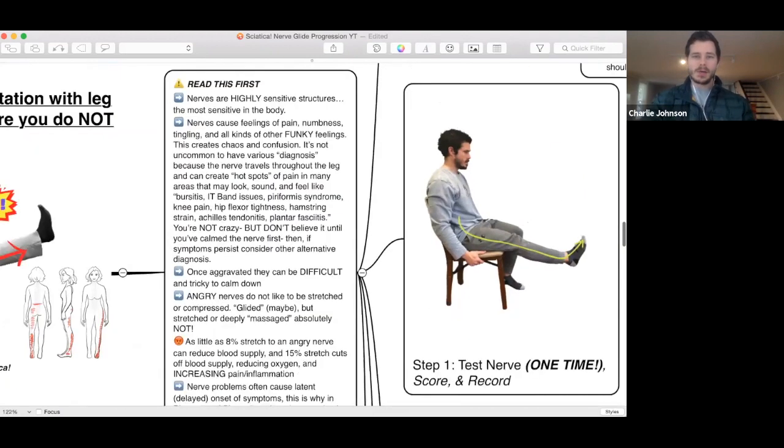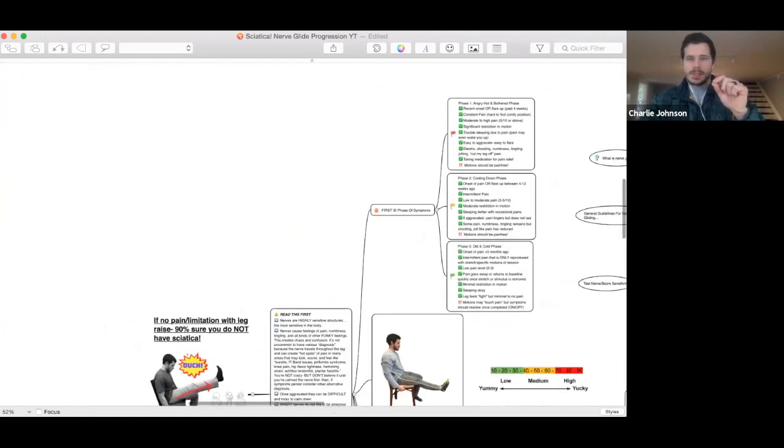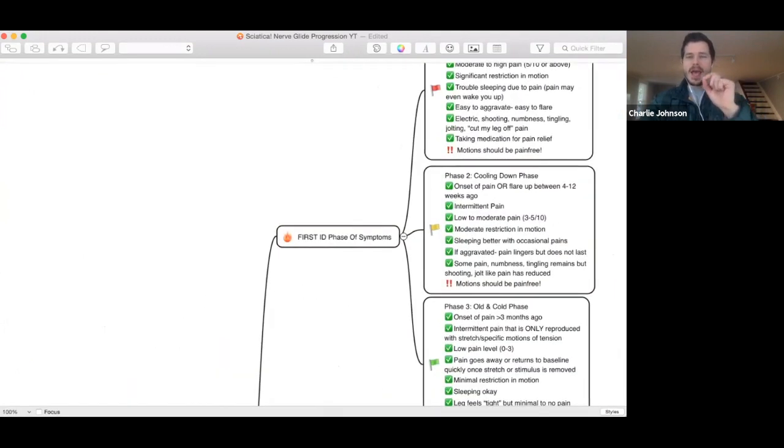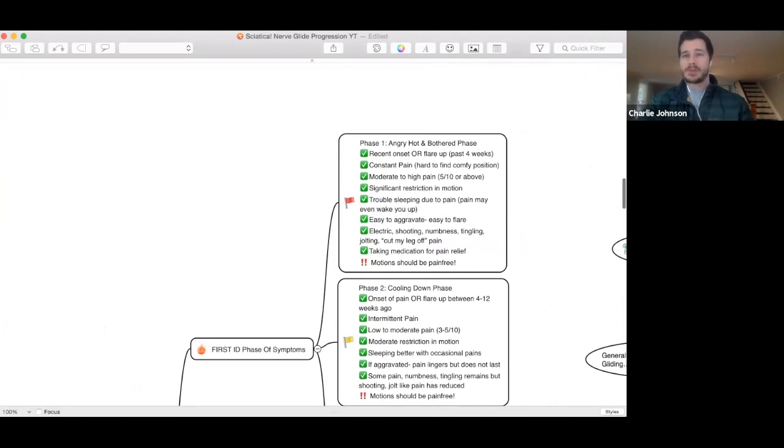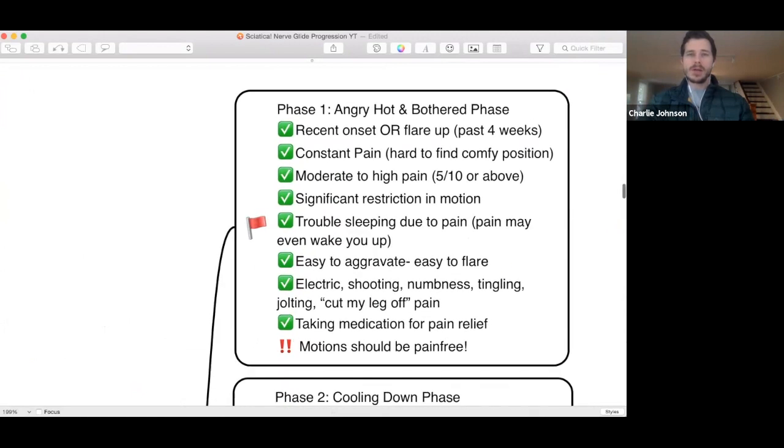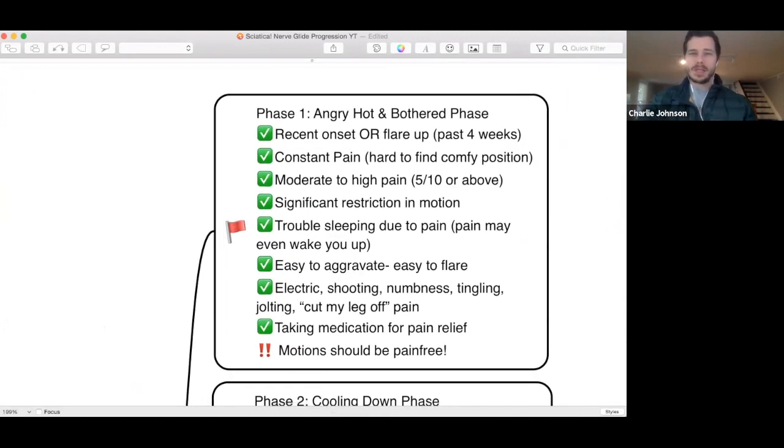Okay, so this is super important. Before we even get into any form of treatment or recommendations as far as potential motions, we first need to identify the phase of symptoms, identify where you're currently at. So I kind of broke it down to three phases based off my experience. Phase 1, we'll call the angry, hot, and bothered phase.